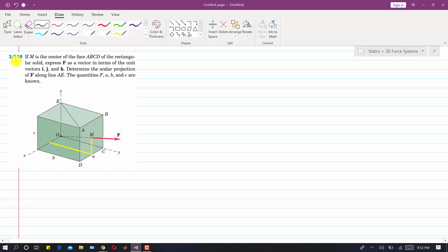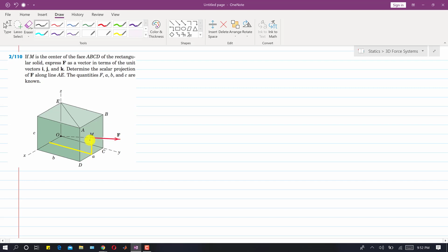Now I will solve this problem 110. It is said that if M is the center of the face ABCD, so this is the face ABCD and this M is the geometric center of this face, right? It is said to express F as a vector in terms of the unit vectors I, J and K.